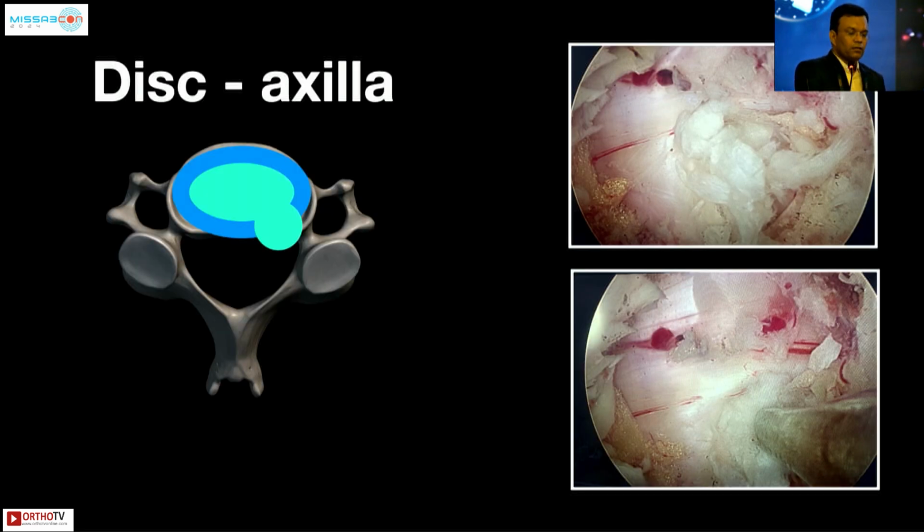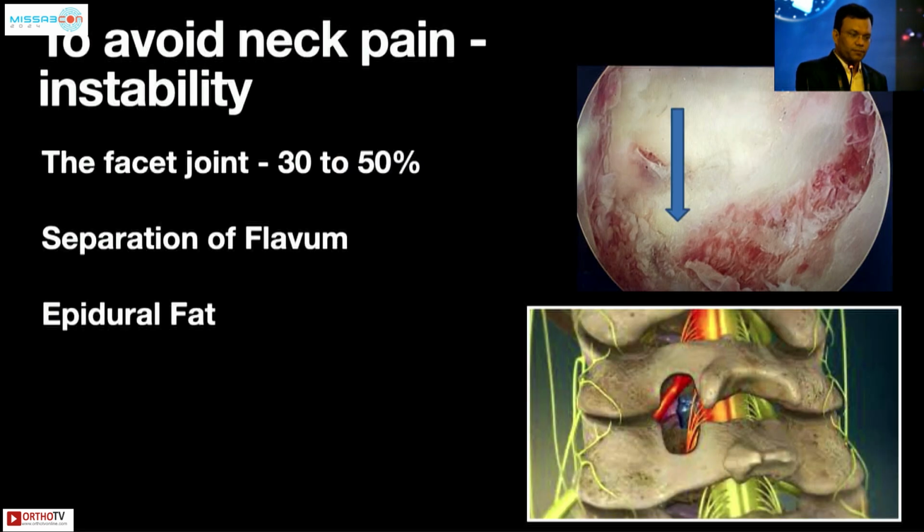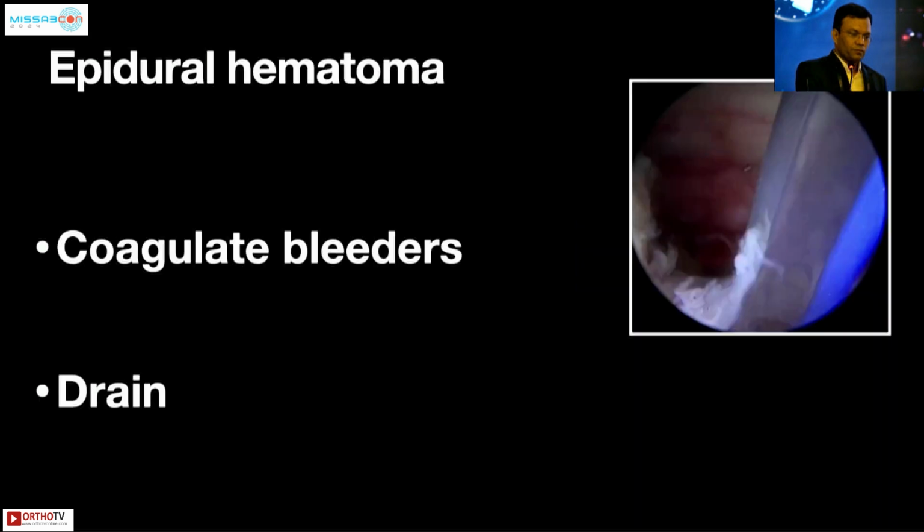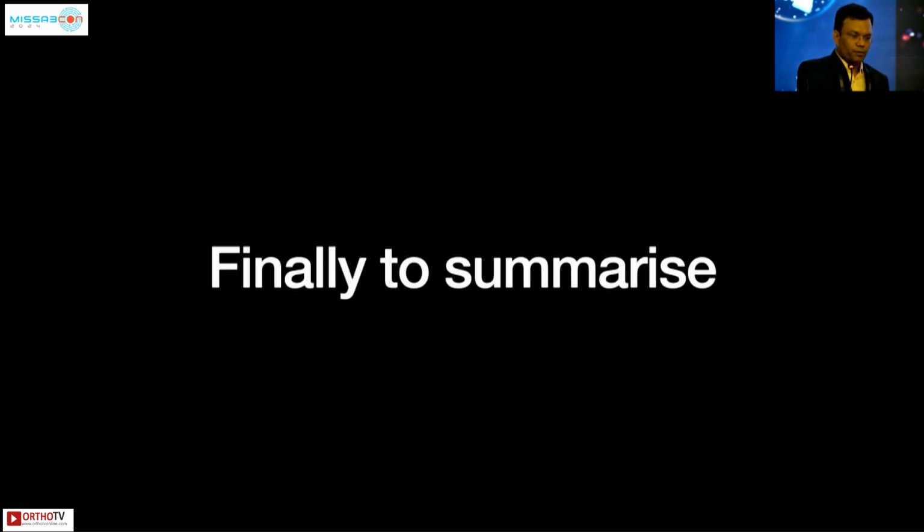Coming to the disc, the disc always is in the axilla. You should remember, unlike the lumbar spine, and if disc removal is difficult, do some amount of pediculotomy. It will make your work easy. To avoid neck pain because of instability, preserve as much facet as you can. Coming to epidural hematoma, always coagulate bleeders. Take some time to coagulate bleeders and always keep a drain. It will avoid complications related to epidural hematoma.